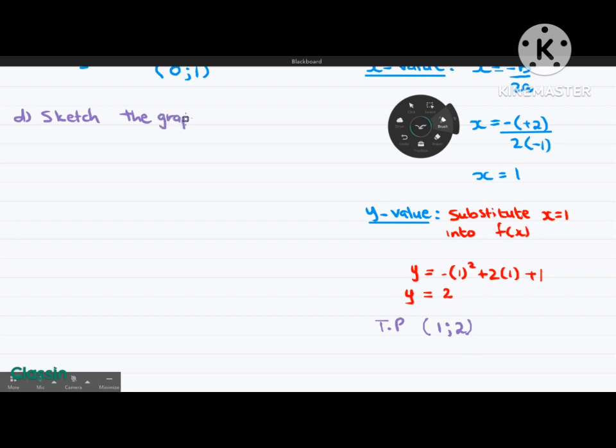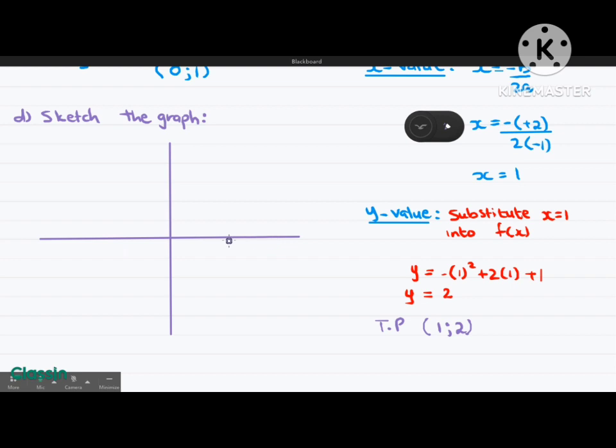So now we are going to sketch our graph. When we sketch the graph, we need a Cartesian plane. And then this is our Cartesian plane. So don't worry about the skewness of the lines, they will eventually work themselves out.